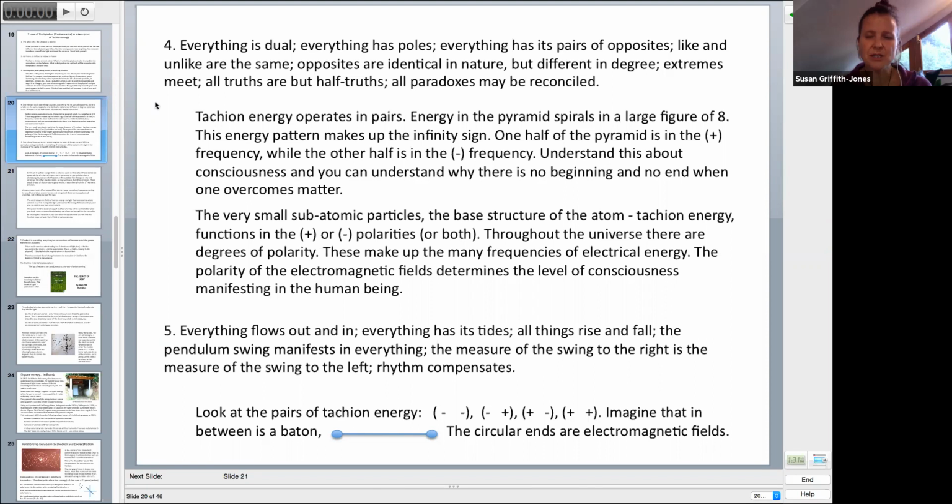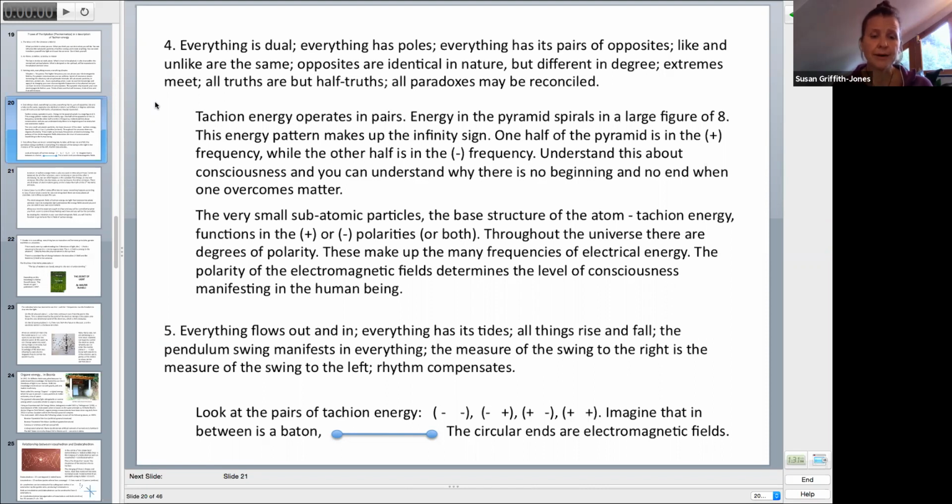The very small subatomic particles, the base structure of the atom, tachyon energy, function in the positive or negative polarities, or both. Throughout the universe, there are degrees of polarity. These make up the many frequencies of electrical energy. The polarity of the electromagnetic fields determines the level of consciousness manifesting in the human being.